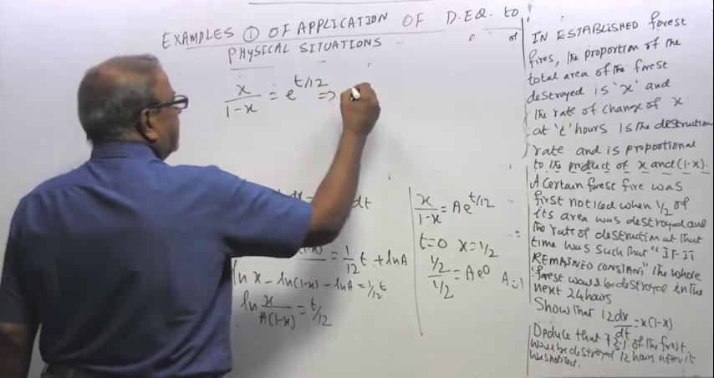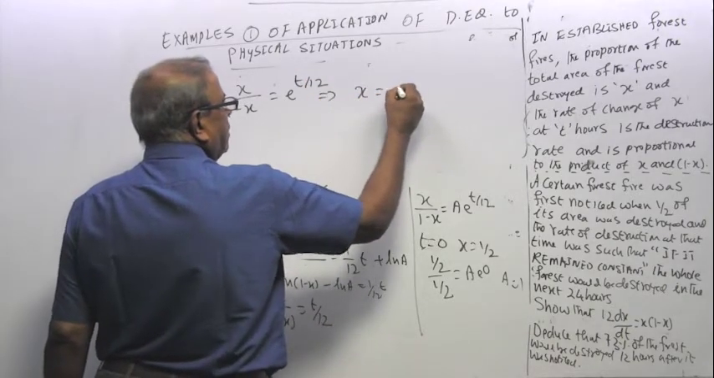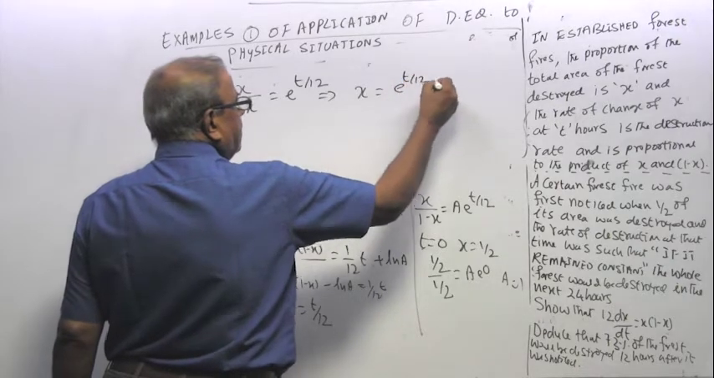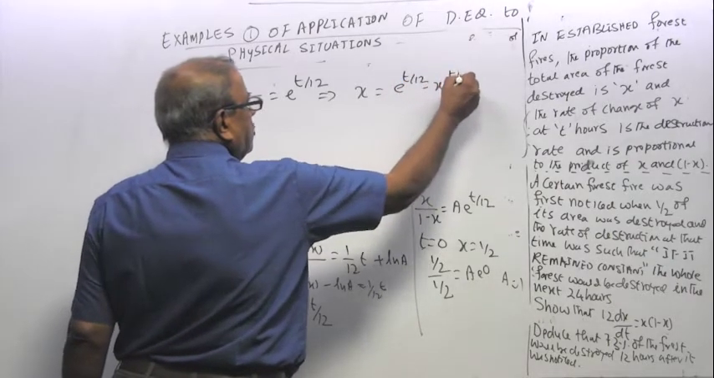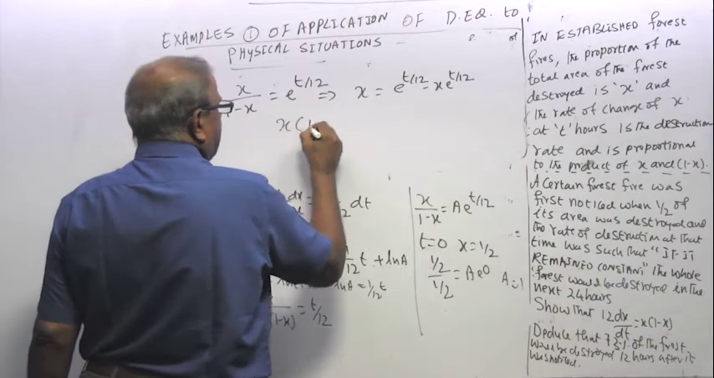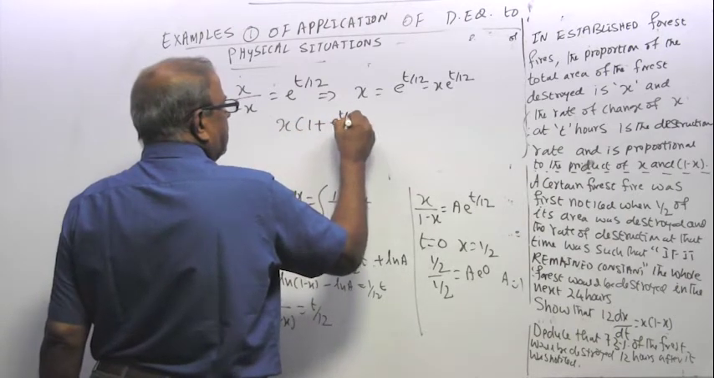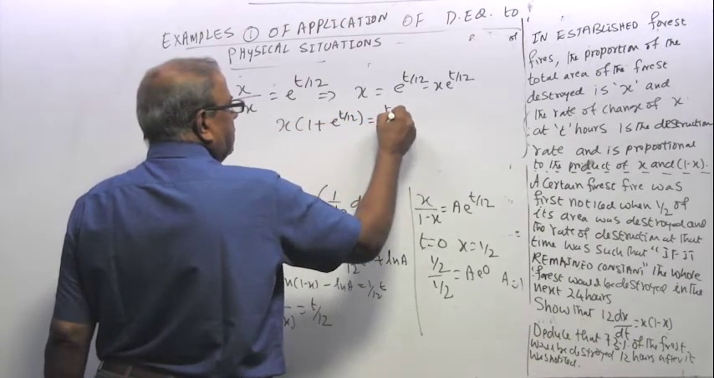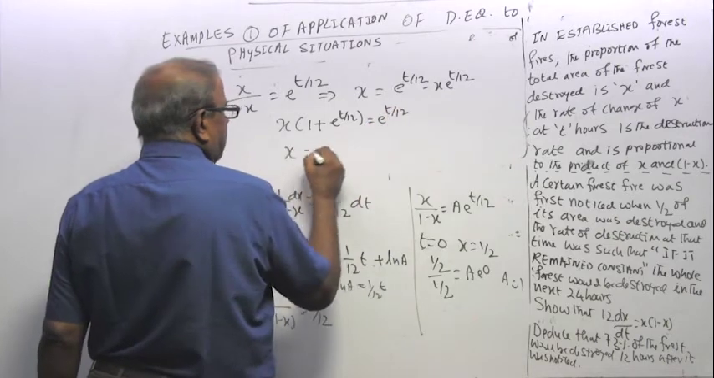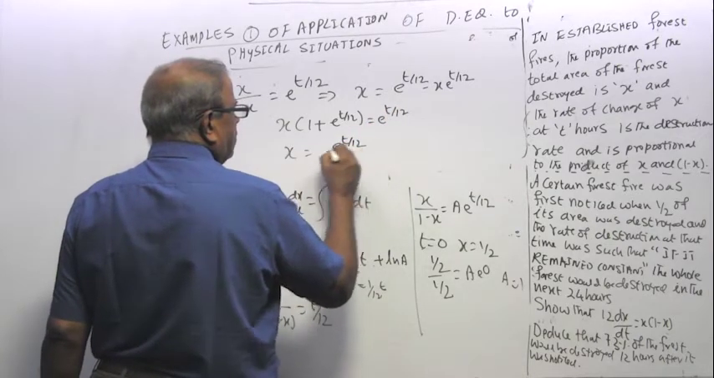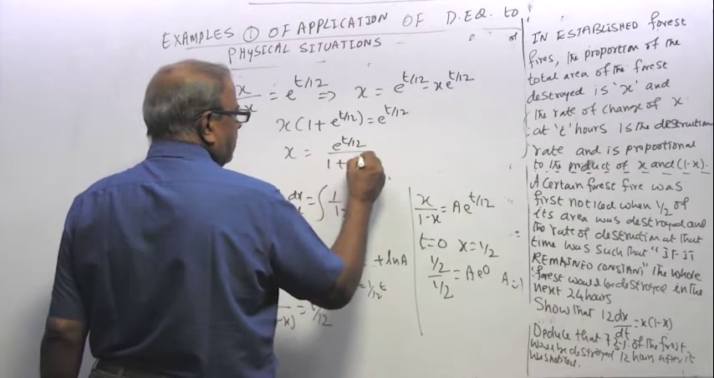Make x the subject. x is equal to e power t over 12 minus x e power t over 12. So x times (1 plus e power t over 12) equals e power t over 12. So x equals e power t over 12 divided by (1 plus e power t over 12).